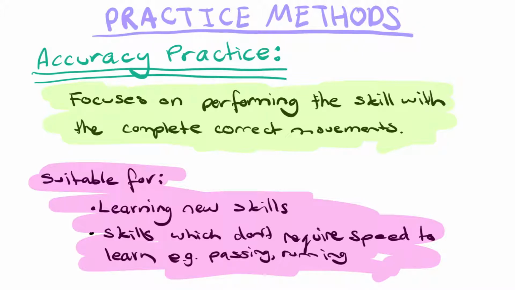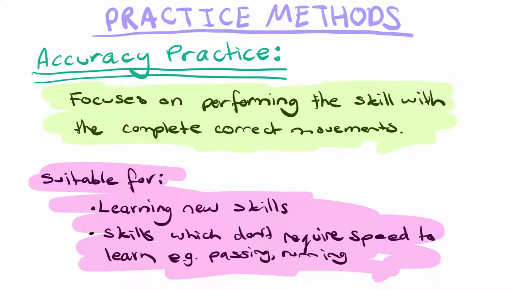So if we're not focusing on speed for a practice method, we're obviously going to focus on accuracy. So accuracy practice focuses on performing the skill with the complete correct movements. And so this is really important or suitable for people who are learning new skills, because you want to try and get each part of the skill perfect or close to being accurate so that it can be performed properly. And these are skills that don't require speed to learn.